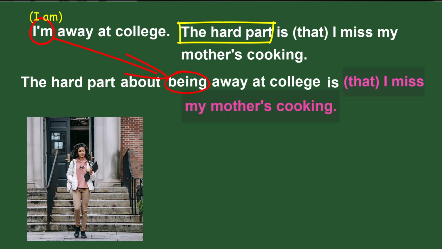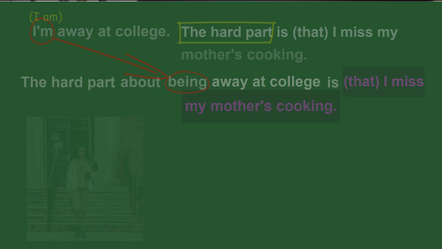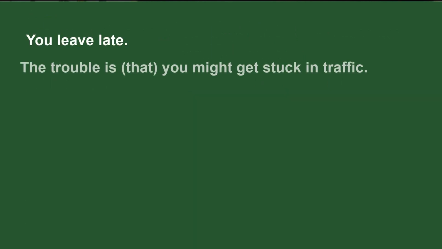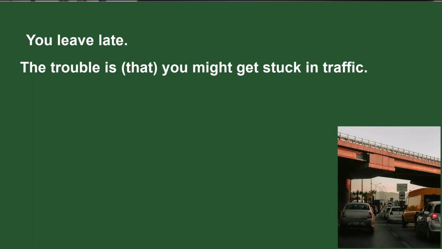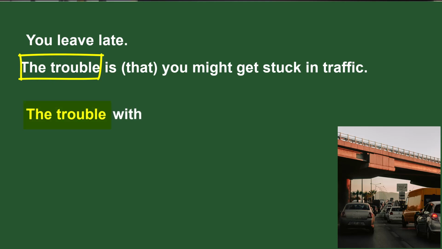Let's look at another example. And you will see this pattern here, the more times that you practice these. Here's the situation. You leave late. The trouble is that you might get stuck in traffic. So let's combine all of this. All right, let's comment the good, the bad, the advantage, the problems. Here it's the trouble. The trouble with, we most likely use the preposition with when we're talking about trouble or problems. The trouble with leaving late is what?